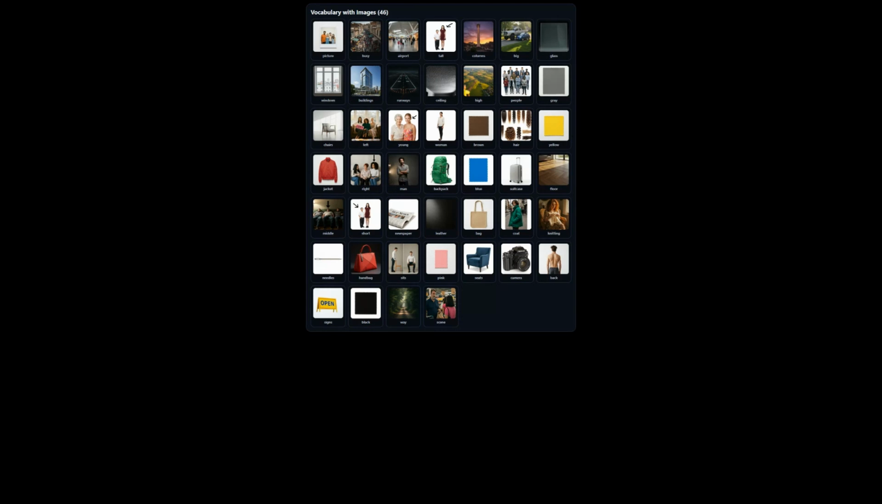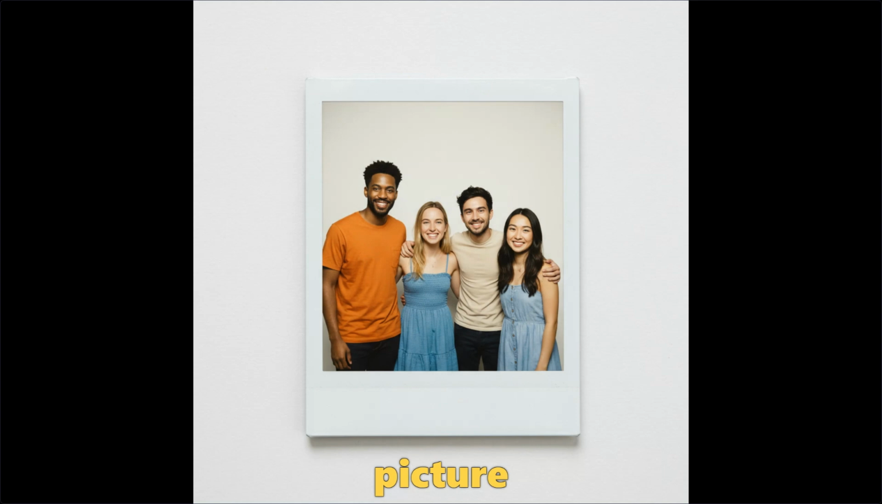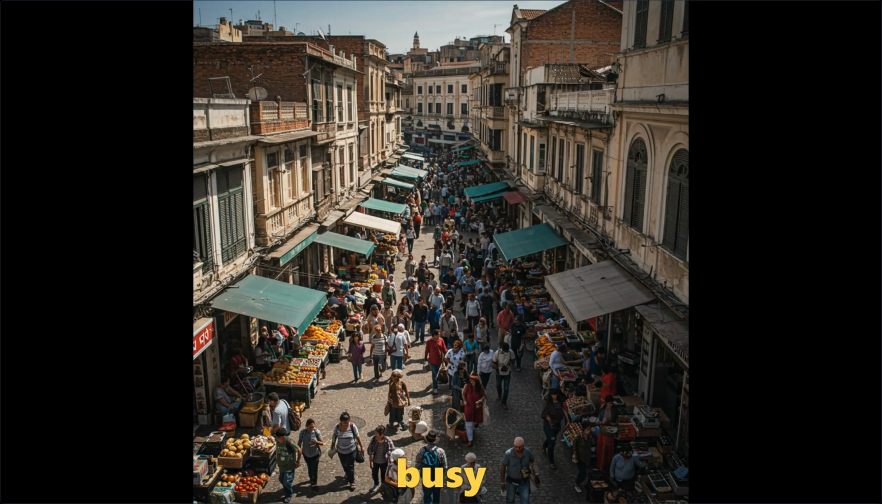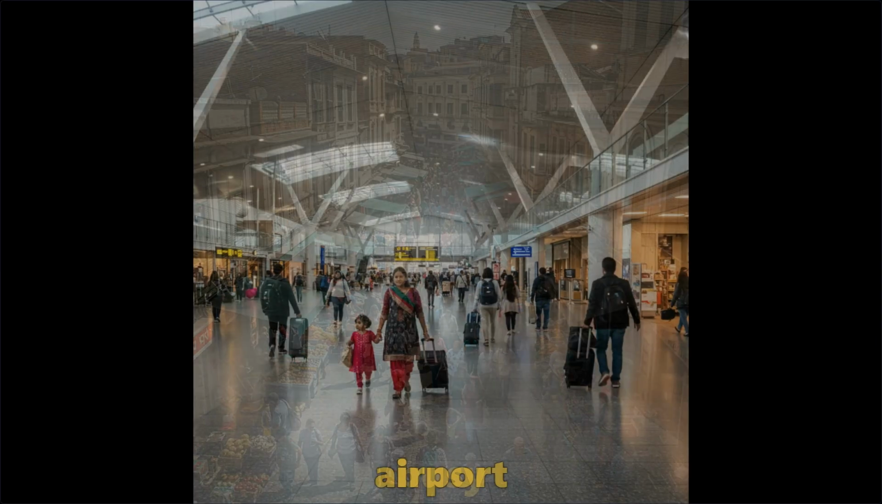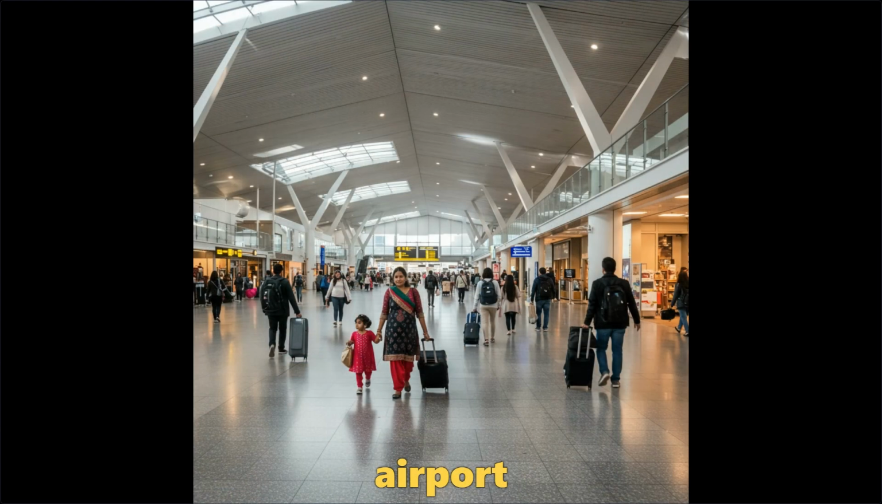Today we are going to focus on English vocabulary. Picture. This is a picture. Busy. This street is busy. Airport. This is a busy airport.